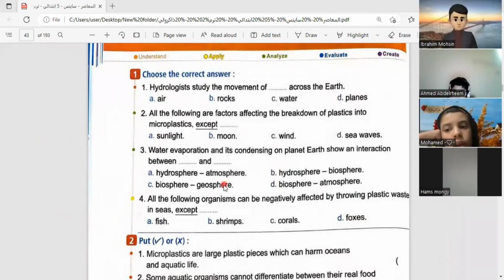Hydrosphere and atmosphere, because of evaporation, the change of water liquid into water vapor.